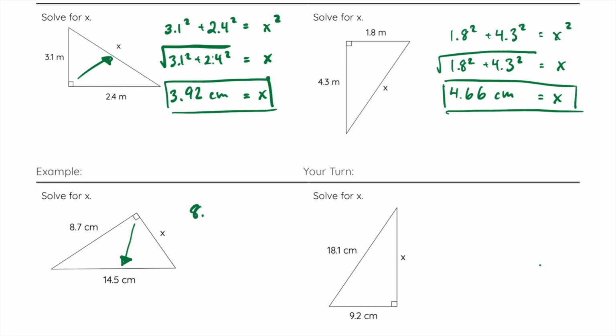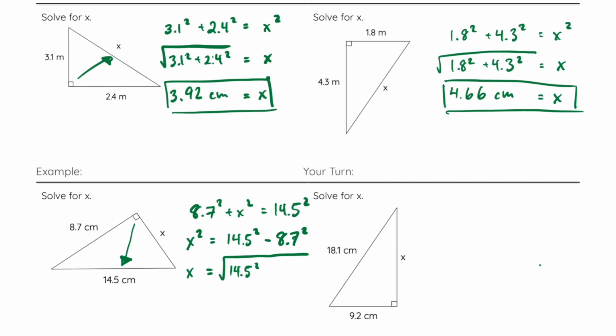So on the left side, we'll have 8.7 squared plus x squared equal to 14.5 squared. And in order to isolate x, I will subtract 8.7 squared from both sides. So I end up with x squared equal to 14.5 squared minus 8.7 squared. Then I will take the square root of both sides. So I have the square root of 14.5 squared minus 8.7 squared. And in my calculator, I will solve this, and we get an answer of x equal to 11.6 centimeters.